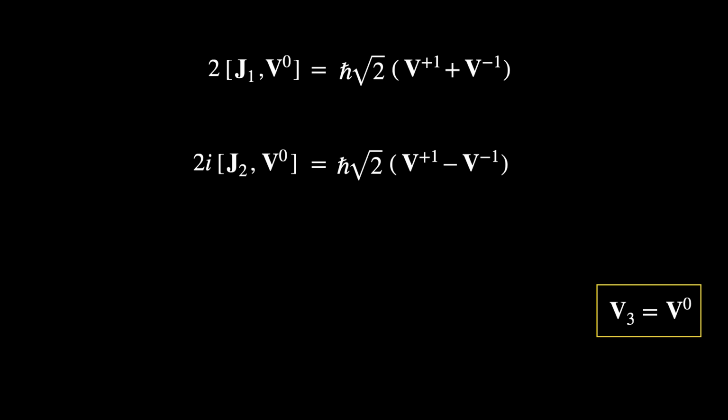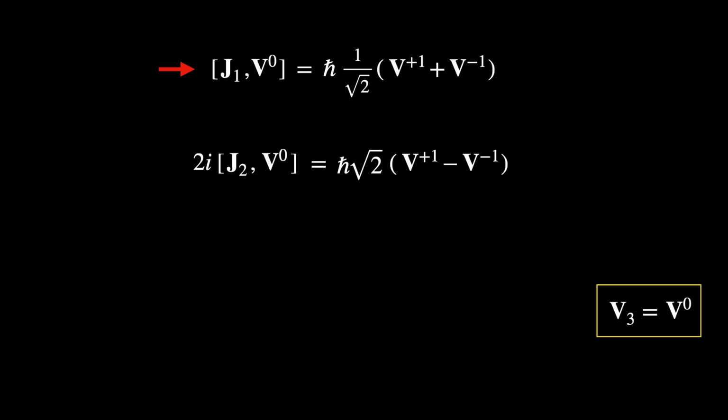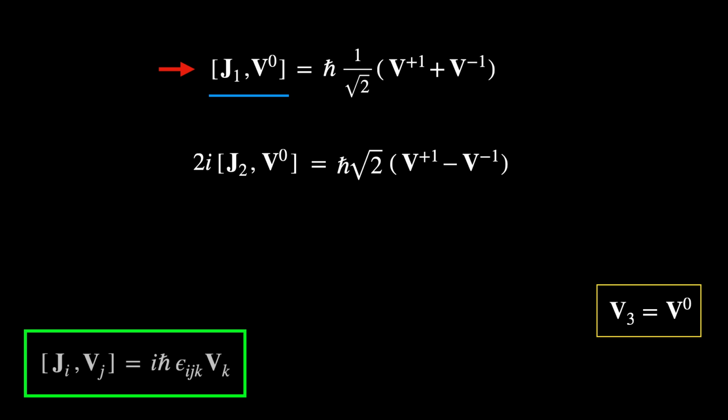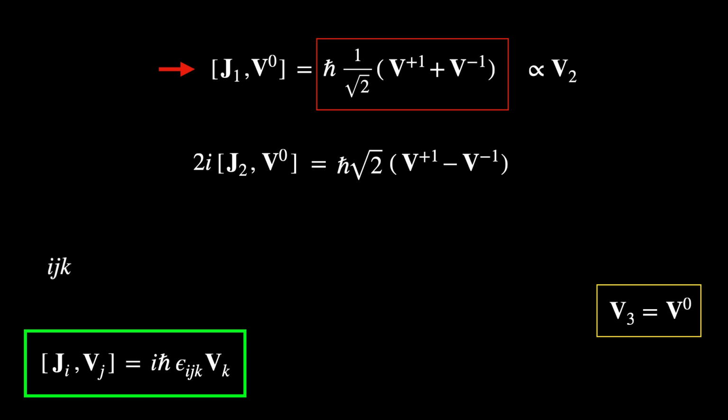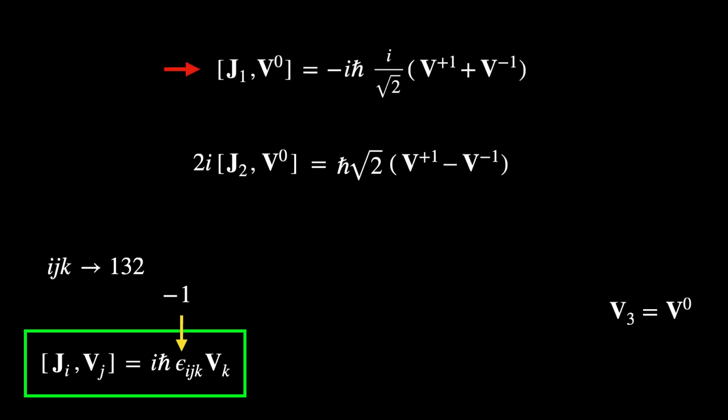Now let's focus on the two relations above. Dividing the first equation by 2, we have the left-hand side, which is already the commutator between Cartesian components, since V0 is just V3. Therefore, in order to satisfy the constraint in the green box, the right-hand side must be proportional to V2. This corresponds to ijk equals 132, with the epsilon value of -1. So we must define the expression in the yellow box to be V2, in order to satisfy the equation in the green box.